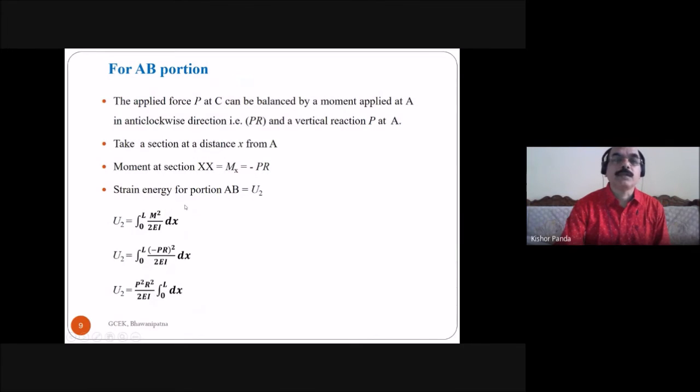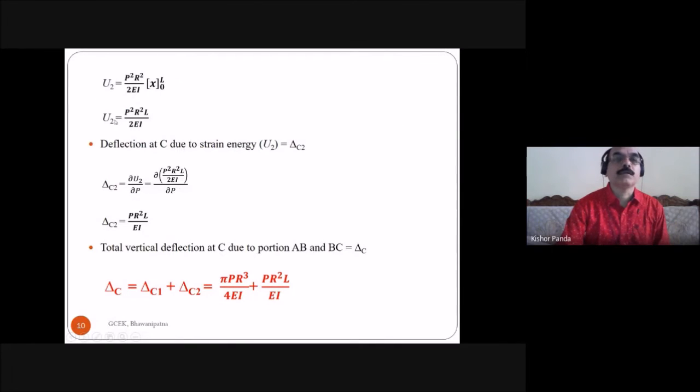Then you have to find out the strain energy for portion AB, which you take as U2. So U2 is equal to integral 0 to L of M square by 2EI into dx. Then you put the value of Mx here. So U2 is equal to integral 0 to L of (minus PR) whole square by 2EI into dx. Then you take U2 is equal to P square R square by 2EI, integration 0 to L dx. Then after simplification, you will get U2 is equal to P square R square L by 2EI.